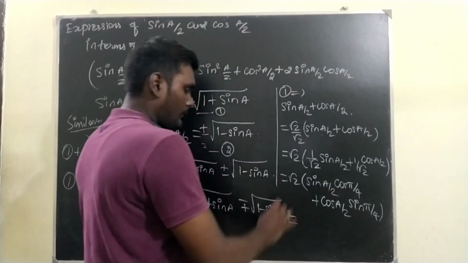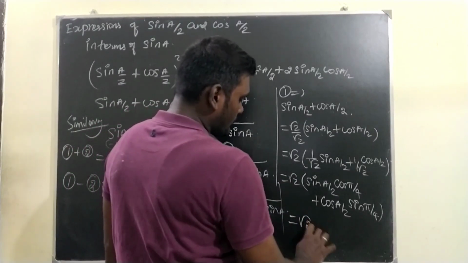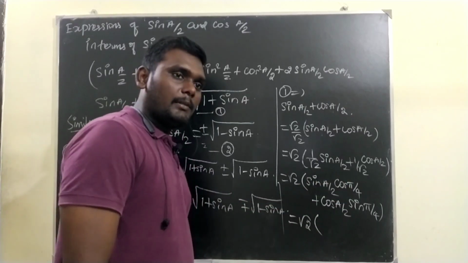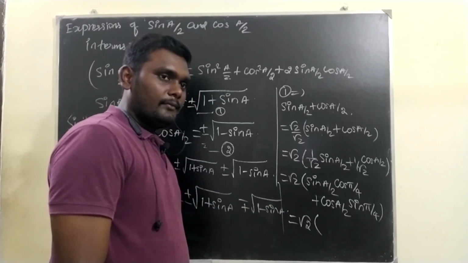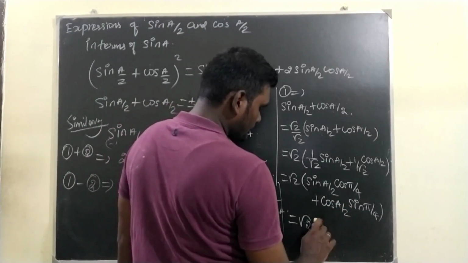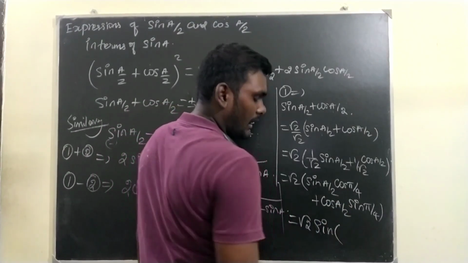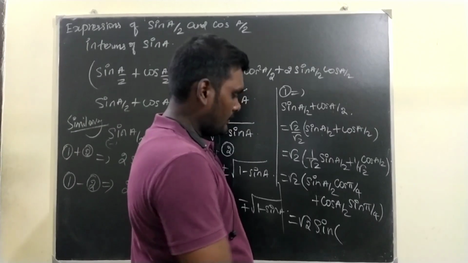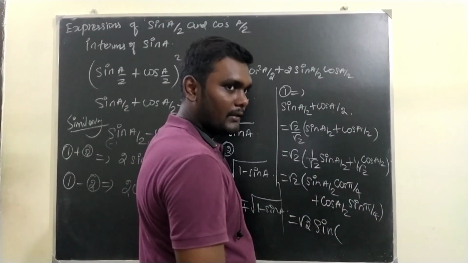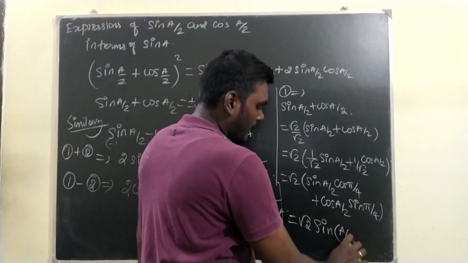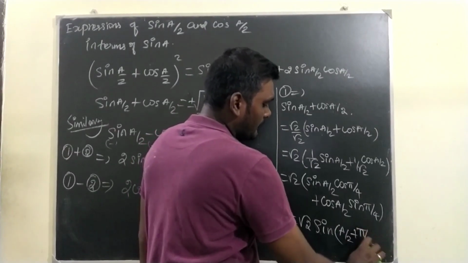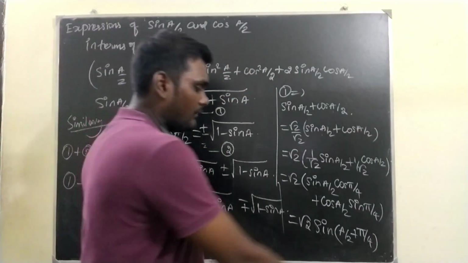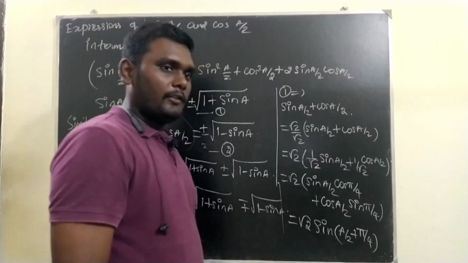Okay. Then root 2 into, this is what? Sin A cos B plus cos A sin B. Sin A plus B, is it or not? What is the formula? Sin A plus B. What is sin A plus B? A is A by 2, B is pi by 4. Okay. Now it is enough to find the range of A by 2 using this.